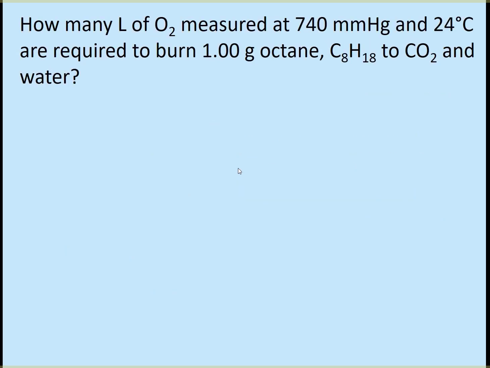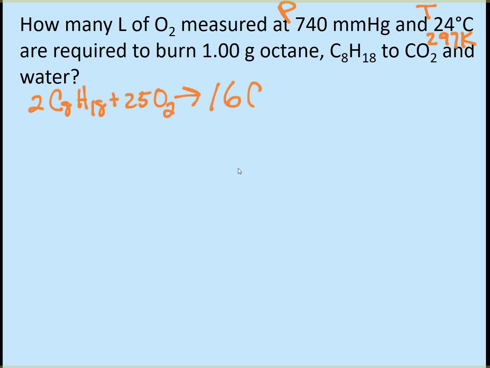All right, another problem where we're using the balanced equation. So it says, how many liters of oxygen measured at, there's my pressure, and then here's my temperature. Remember, we need to be in Kelvin, so this is going to be 297 Kelvin. And required to burn 1 gram of octane to CO2. So the equation is not given to us because I accidentally erased it. So let me go ahead and give it to you. They would not have you write this. They would give this to you.